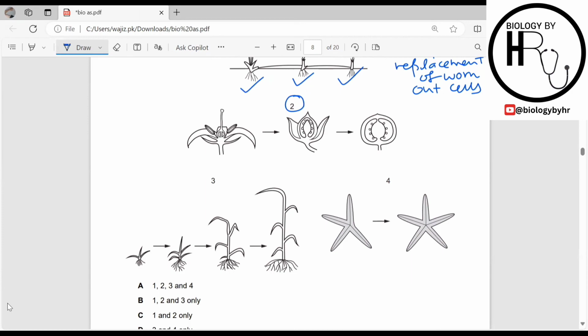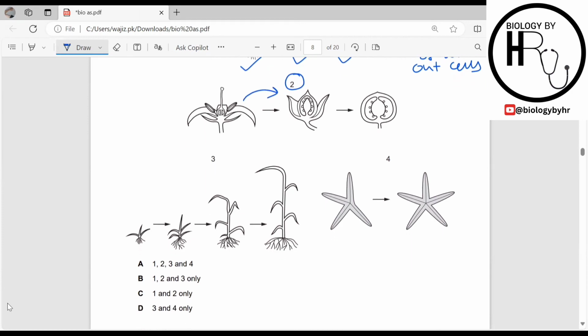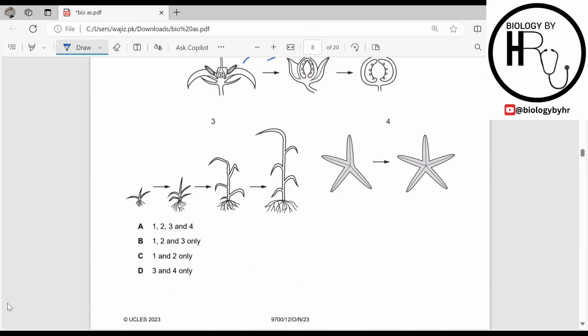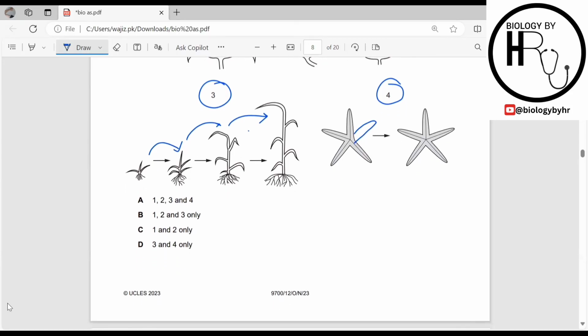In part 2, a bud is simply opening. So over here we can also say that this is mitosis. Why? Because growth is being shown. Part 3 is also growth. Why? Because it is increasing in size. Part 4 is the replacement of the worn out cells. So hence the answer over here is option A, 1, 2, 3 and 4. All parts are showing the role of mitosis.